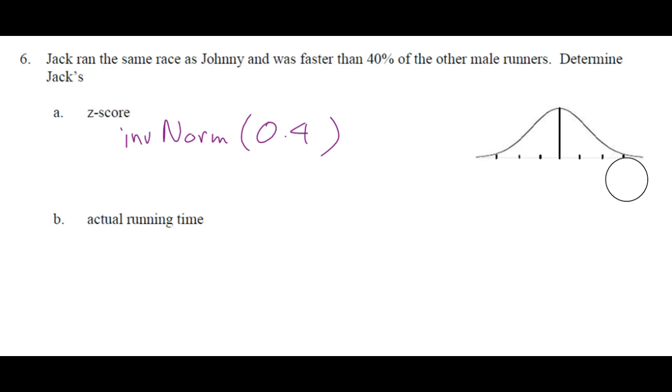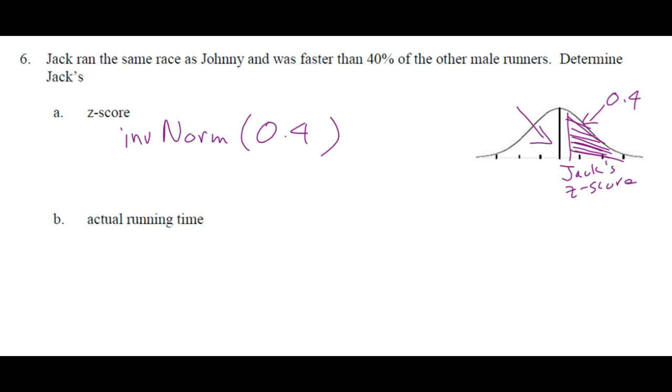I put Jack in the wrong place because I'm mixing up faster and slower. Okay. So Jack was faster than 40% of the other male runners. So that means this was faster than 40%. Remember, over here is slower. So he's faster than 40%, so we have 40% over here that are slower than Jack. I put Jack in the wrong place. This is Jack's z-score.